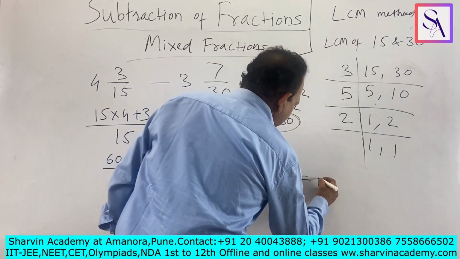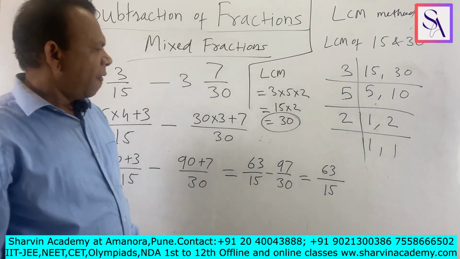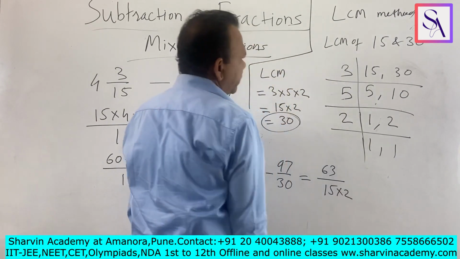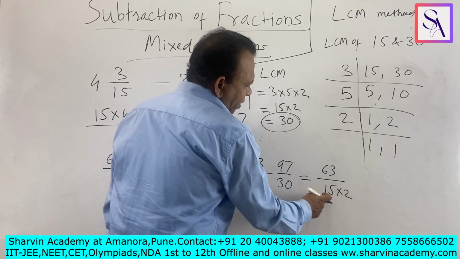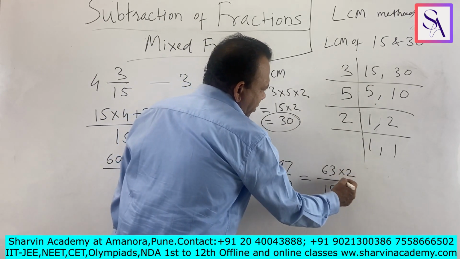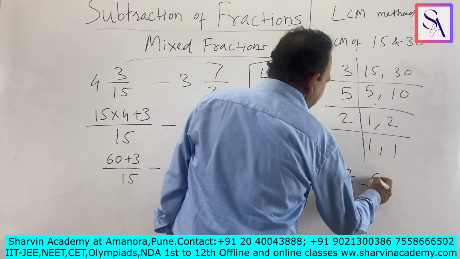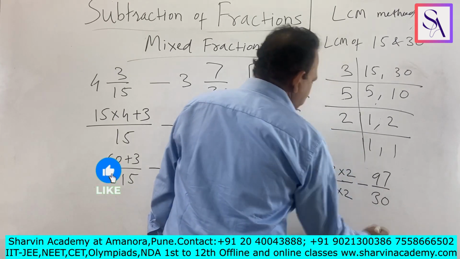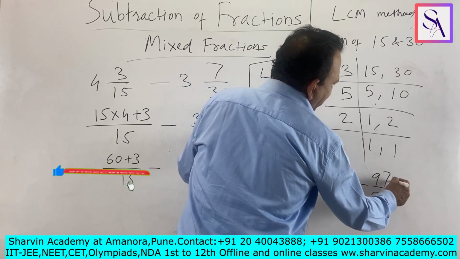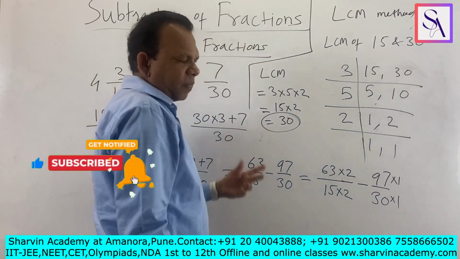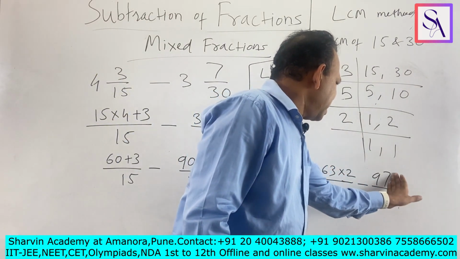So how to bring that? 63 by 15. So I have to multiply this 15 by 2, right? Then only 30 will come here, right? So if I multiplied denominator by 2, I have to multiply numerator by 2 as well. Then only this fraction will balance, right? Minus 97 by 30. For this, LCM is 30, so already 30 is there, no need to multiply anything, or you can multiply by 1 for the sake, or you can keep it as it is, no issue.